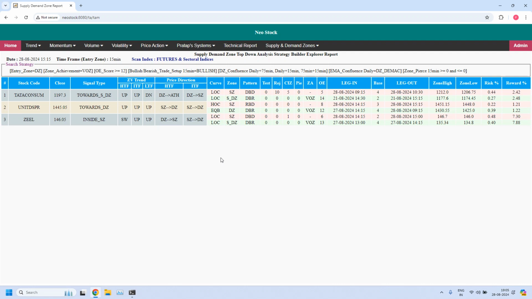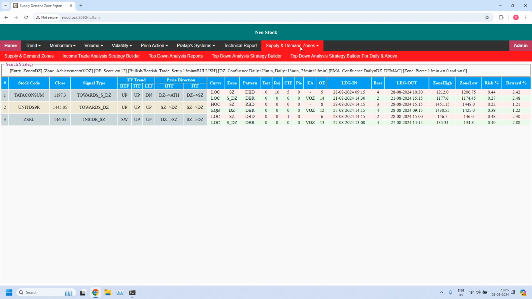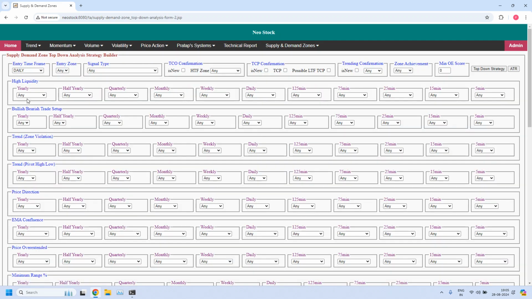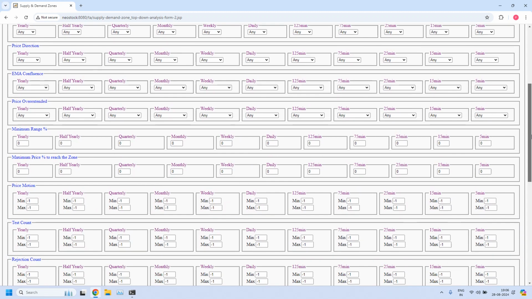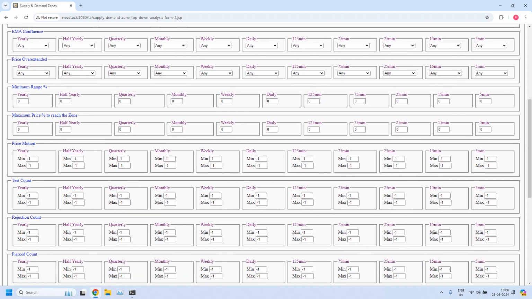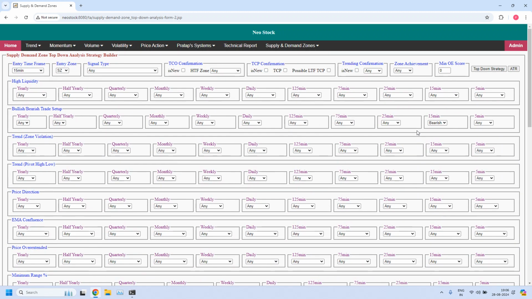Okay. The next report is bearish trade setup for daily income trade. For daily income trade, 15 minutes is the entry time frame, and entry zone is supply zone for bearish trade setup. In bullish or bearish trade setup at 15 minutes, I am selecting bearish. The 15-minute supply zone should not be pierced. So in the pierced count in 15 minutes time frame, minimum value I am entering 0, maximum value 0. Zone achievement is violated, opposing zone, minimum odd enhancer score is 12.